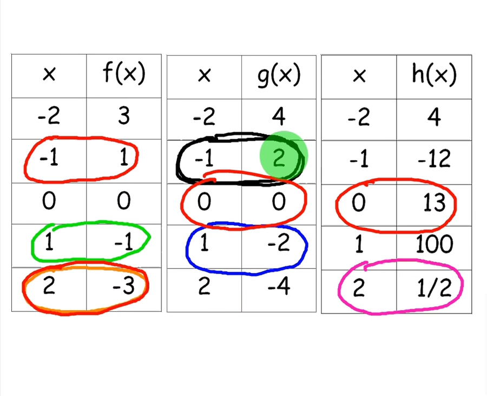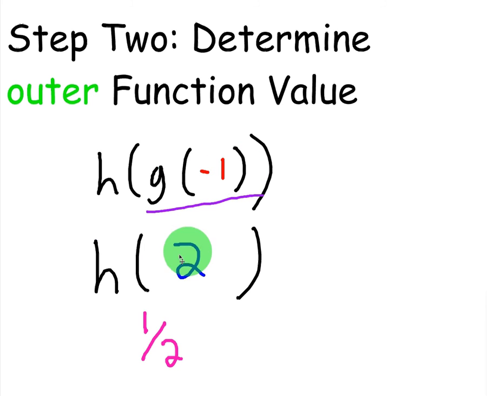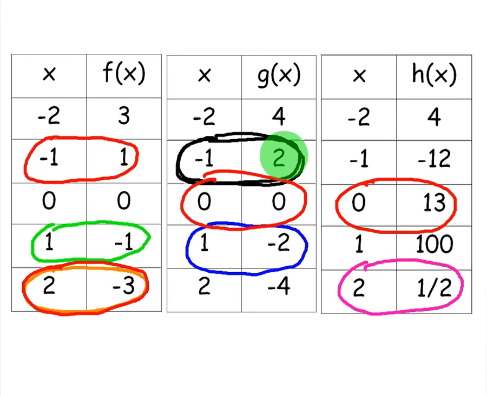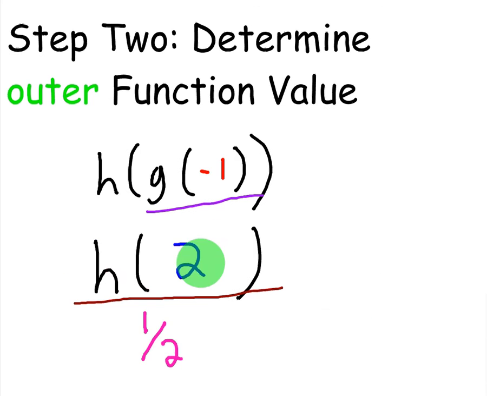So we're going to replace g of negative 1 with 2. And now we can find our outermost, h of 2. So now let's look on our charts and see what h of 2 is. The output for g was 2, now it becomes the input for h. Pretty cool. Alright, so now here's our h chart. H of 2 is equal to 1/2.